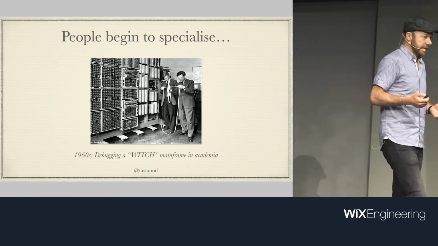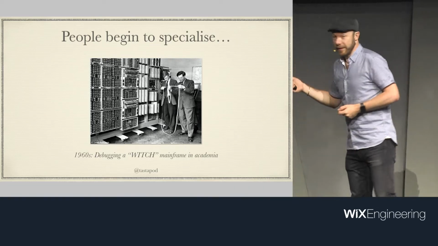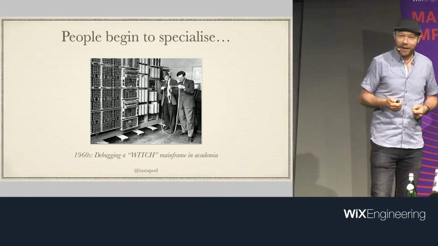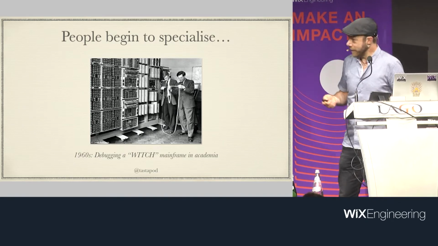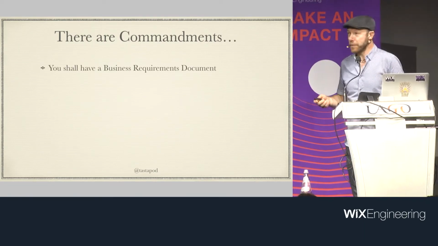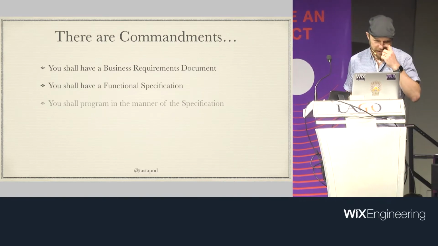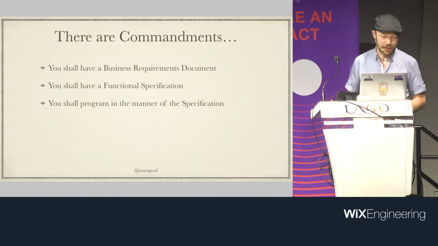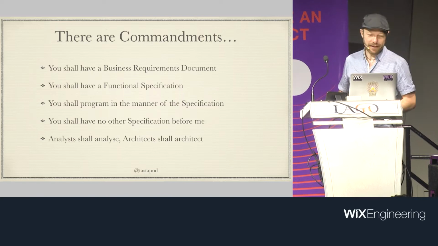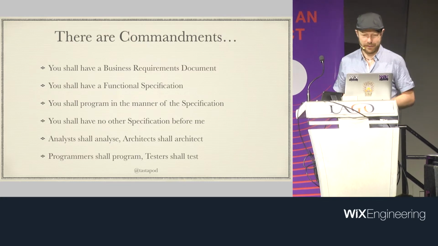Okay, so this is in the 1960s now, so programming is now simple enough that even men can do it. So here's a couple of guys, and they're debugging, which is great because they're actually pair programming. I like that. So it's the 1960s and they're pair programming. So this is our world, right? And there's commandments in this world. And they say things like, you shall have a business requirements document, okay? You shall have a functional specification. You shall program in the manner of the specification. You shall have no other specification before me.